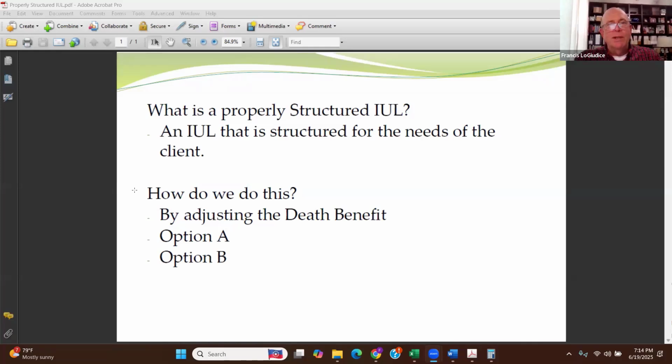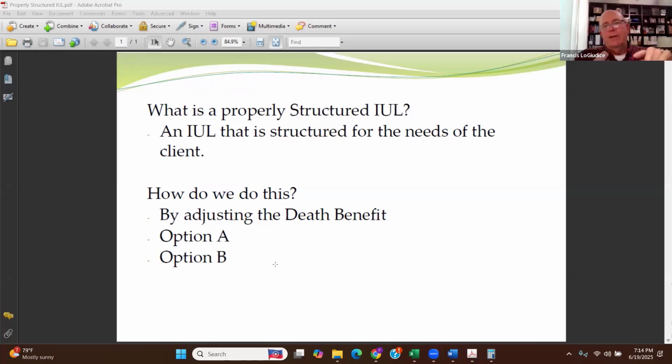Level or increasing. Yeah, but what is A? A is level. Robert got it. Two points for Robert. B is increasing. So it's level or increasing. So everybody's got it right. Okay, we're going to go over what that is.